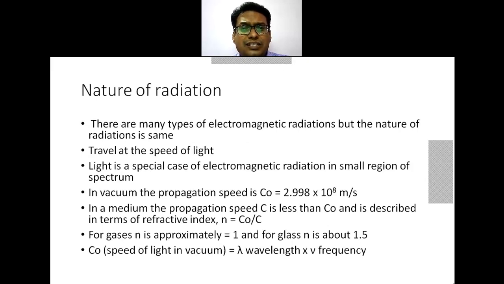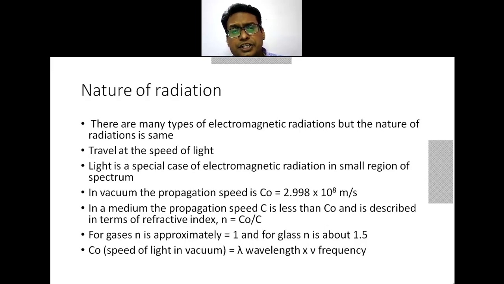Now, to understand these laws, one first has to understand radiation, emissivity, and the basic terminologies needed. What is the nature of radiation? Radiations are electromagnetic waves that are generated and travel at the speed of light, with energy carried in terms of photons. Light is a special case of electromagnetic radiation in a small region of the spectrum. The visible light as well as the infrared region is also there in the electromagnetic radiation spectrum.